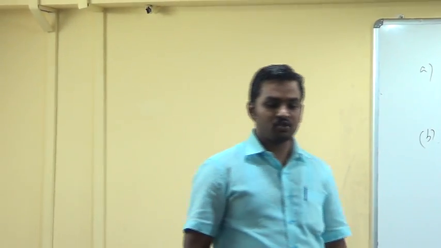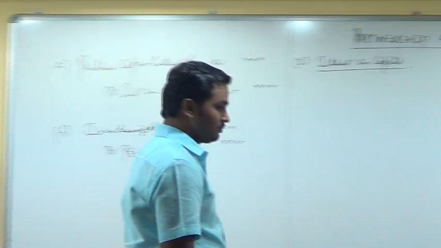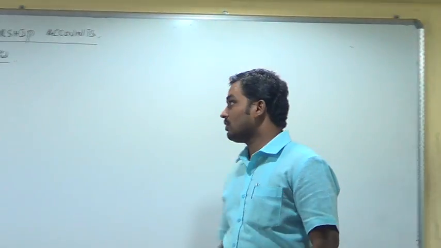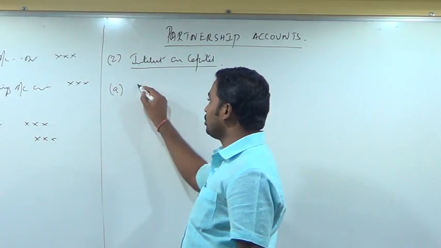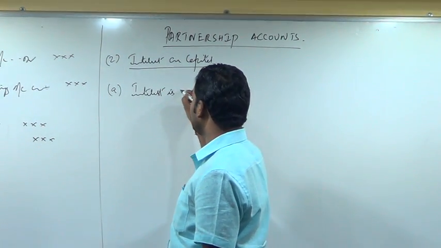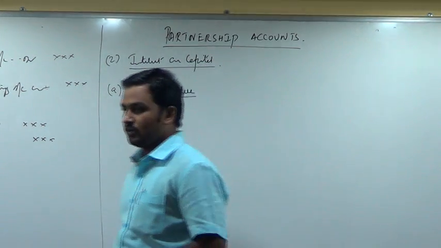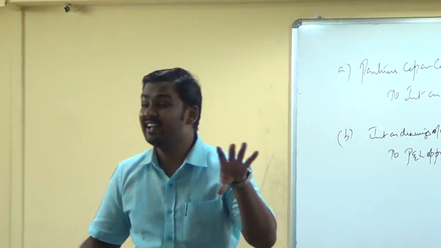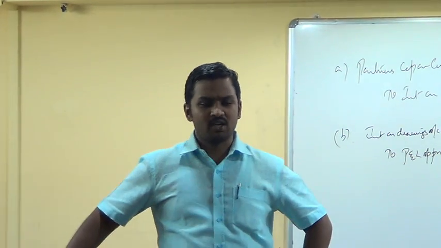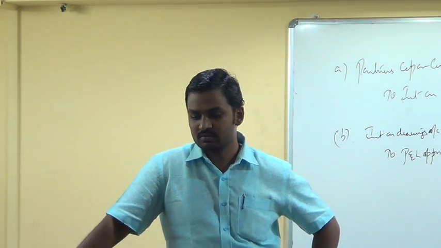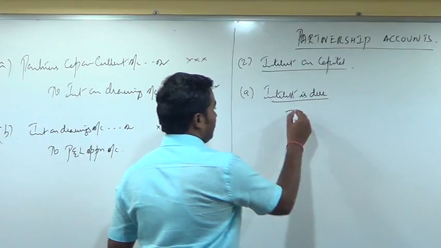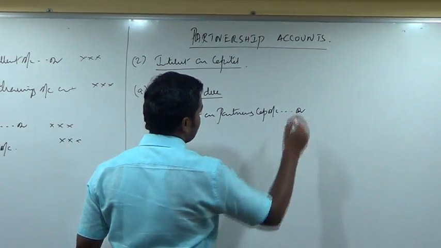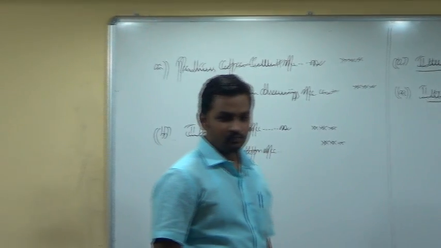Okay, continue. Entries to be passed. A. When interest is due, now tell me, interest on capital is an expense for the firm. Hence, in the books of accounts of the firm, expenses should be debited. Debit. Interest on partners' capital, debit.